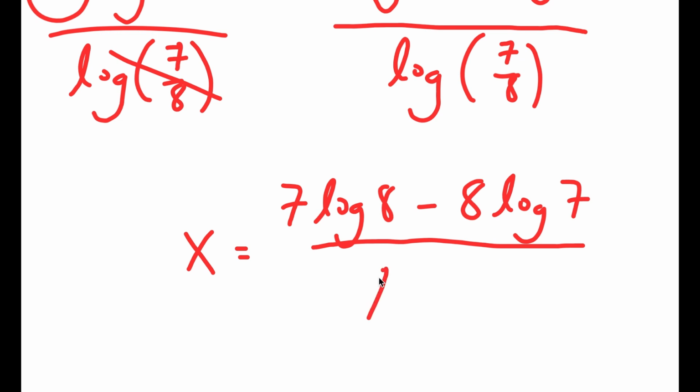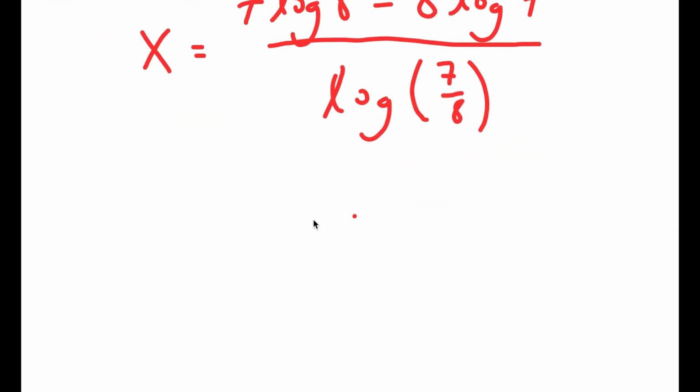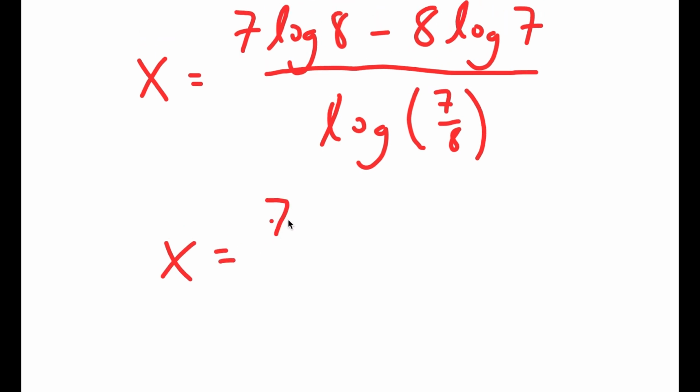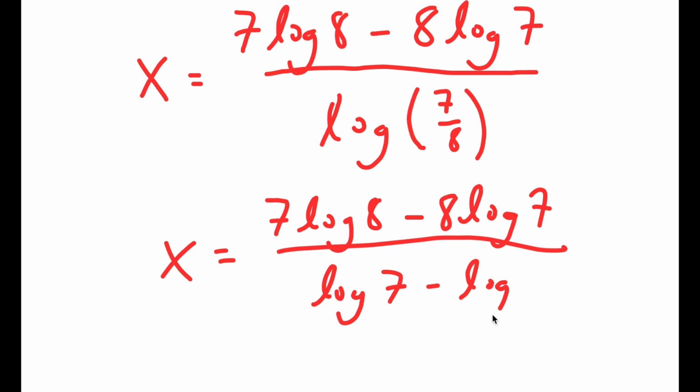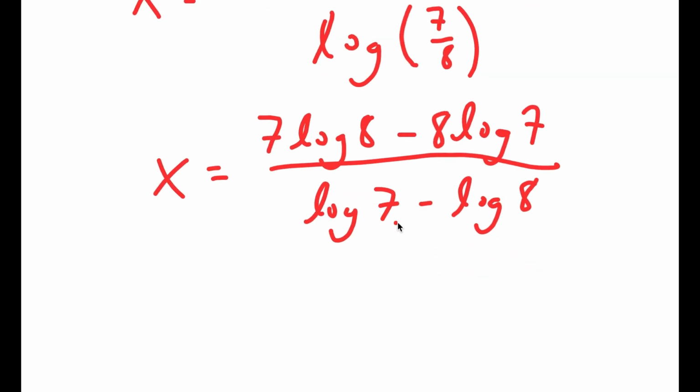over log 7 over 8. And remember, log 7 over 8, we can rewrite that as log of 7 minus log of 8. Now, all that's left to do is to actually plug in the exact values of both log 7 and log 8.